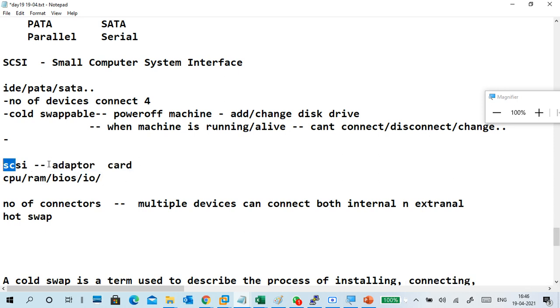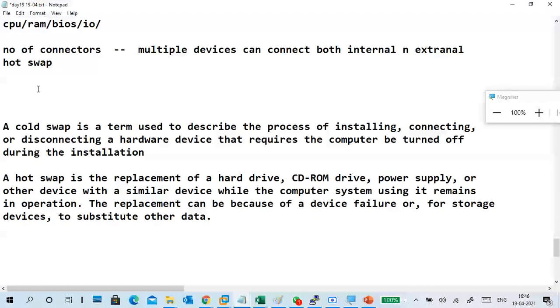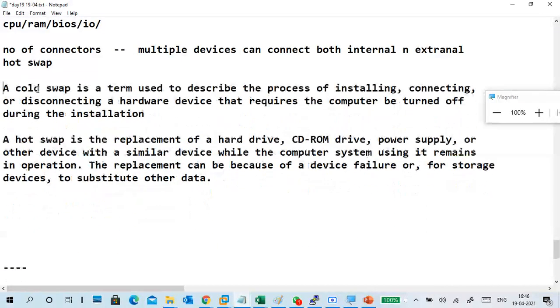So that's why it is called a small computer. The board itself contains a small computer kind of system because it contains these facilities, and it is a system interface, meaning an adapter card. So combined, they call it the Small Computer System Interface. Next, devices used here, normally we are using a disk.